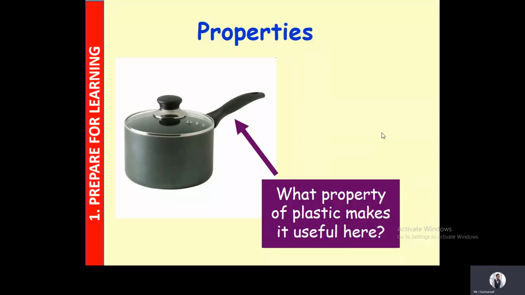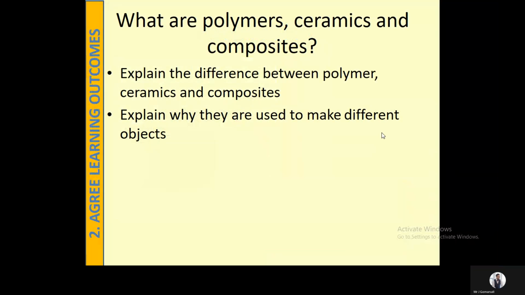But what we're going to look at today is 3 different types of material. We're going to look at polymers, ceramics, and composites. So that's your title. What are polymers, ceramics, and composites? I'm going to quickly talk you through the difference between polymers, ceramics, and composites, and explain why we'd use each of these different things to make different objects.